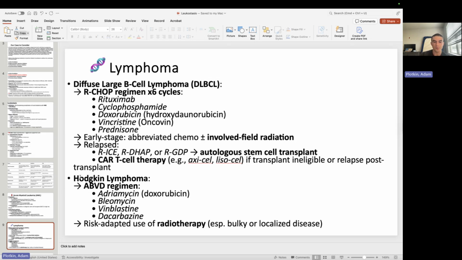We can do that for diffuse large B cell lymphoma, so a non-Hodgkin's. For Hodgkin's, we do the ABVD, so adriamycin, which is also another name for doxorubicin, bleomycin, vinblastine, and dacarbazine. All right. So again, I would take a screenshot of these, throw them onto an Anki card, have them memorized over a week, and then you're probably good to go.